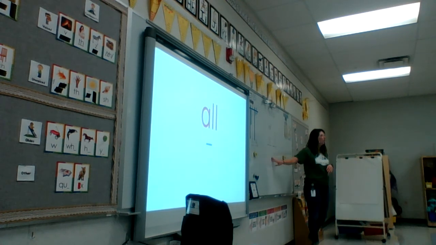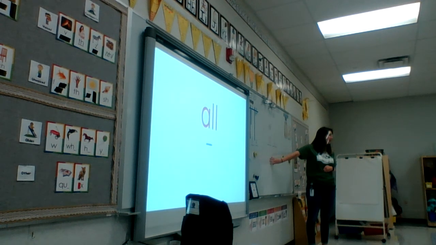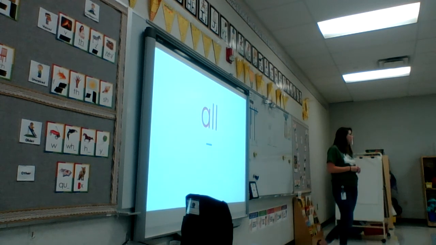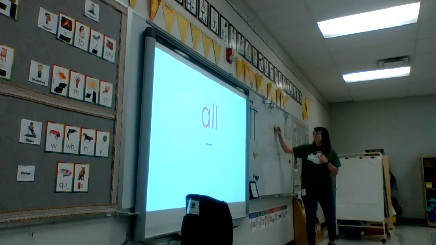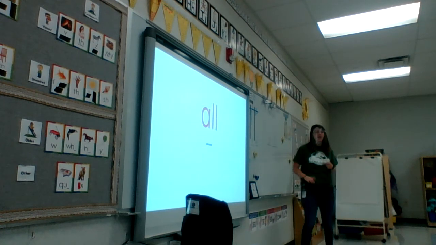Okay. So all is one of our words. So this is a word that is what kind of word? A heart word? Not a heart word. High frequency word, which means it's a word that we want to learn how to spell before we learn those rules. Good.